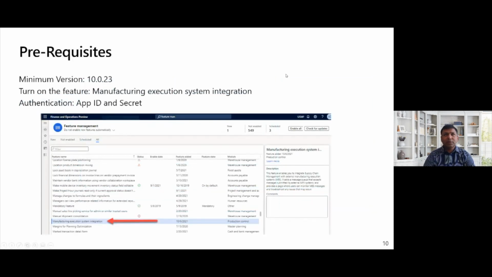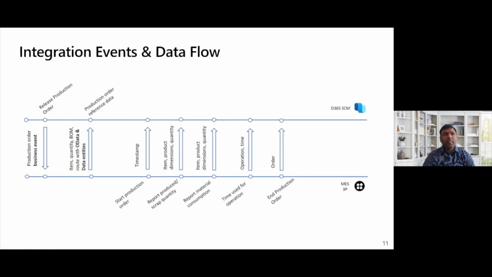To enable this functionality, you have to be at least on 10.0.23. That's the version we first released this in. You will also have to enable the manufacturing execution system integration feature in feature management. And to authenticate your integration messages, you will have to create an app ID and secret in your Azure Active Directory, and then set that up in D365, so the authentication occurs properly based on the app ID and secret.